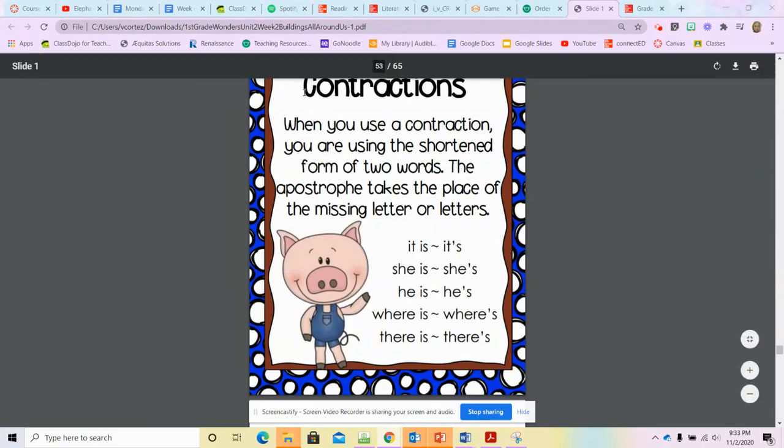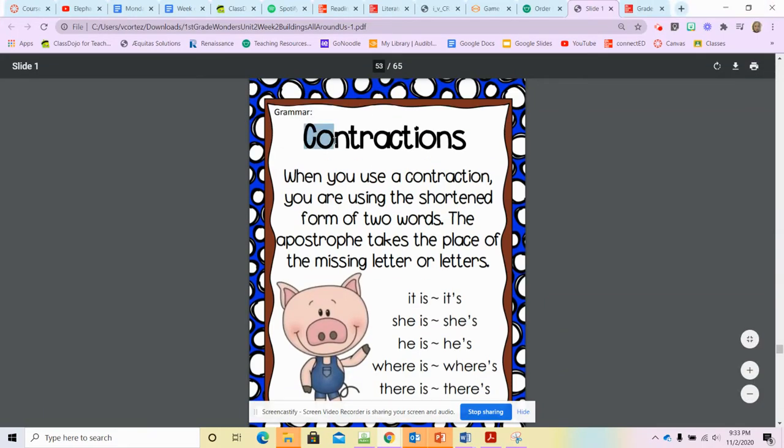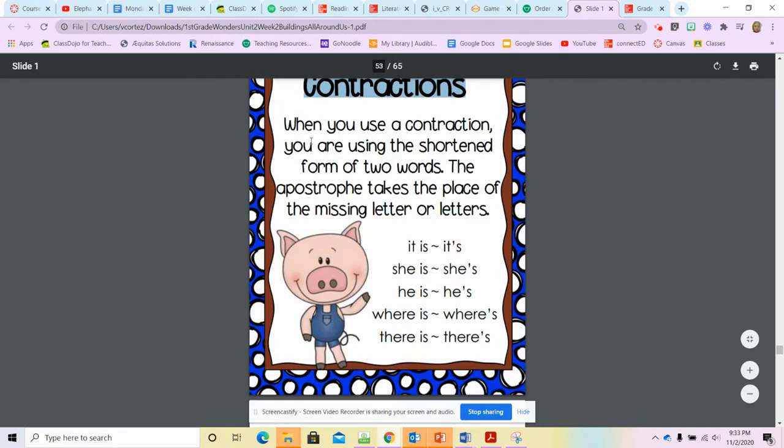Today we're going to be talking about contractions. Contractions. What are they? We use these in our writing. So when you use a contraction, you are using the shortened form of two words. So it's like you're taking two words and you're putting them together to make a shorter word.